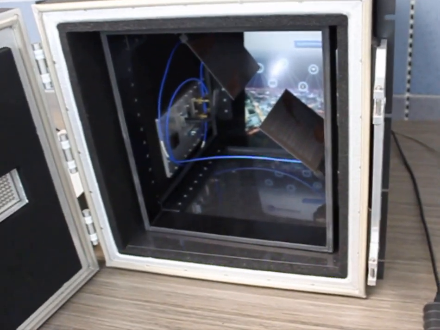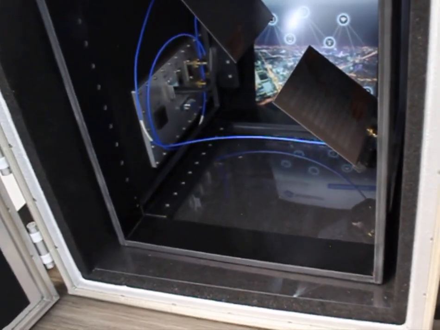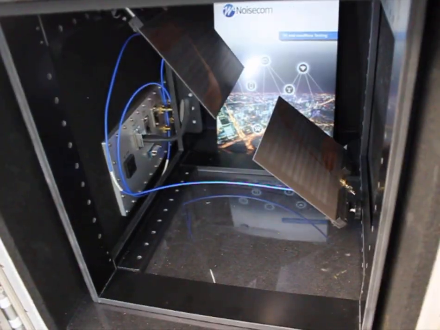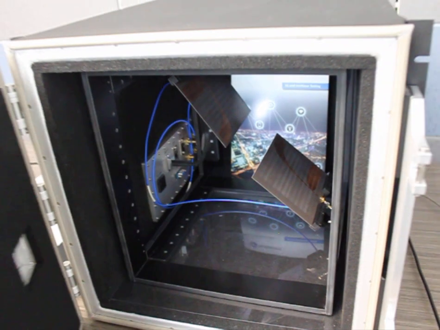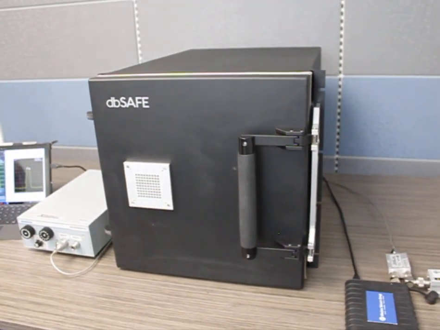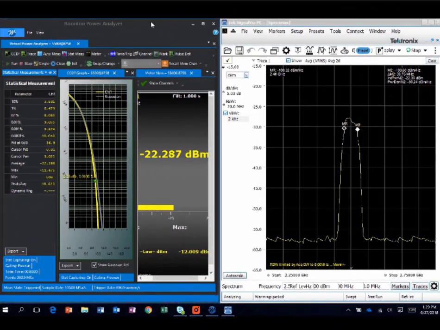We're feeding this signal into an RF isolation chamber that contains two Vivaldi antennas. The one antenna is hooked to the output of my mmWave source. The other antenna is being hooked up to a spectrum analyzer and a peak power sensor from Boonton Electronics.